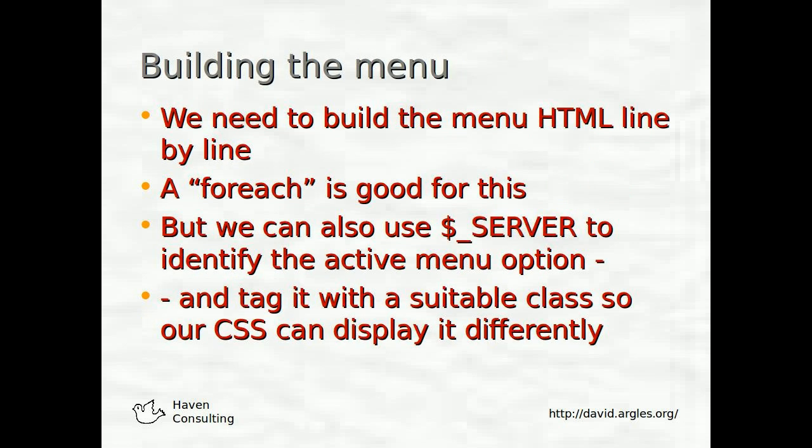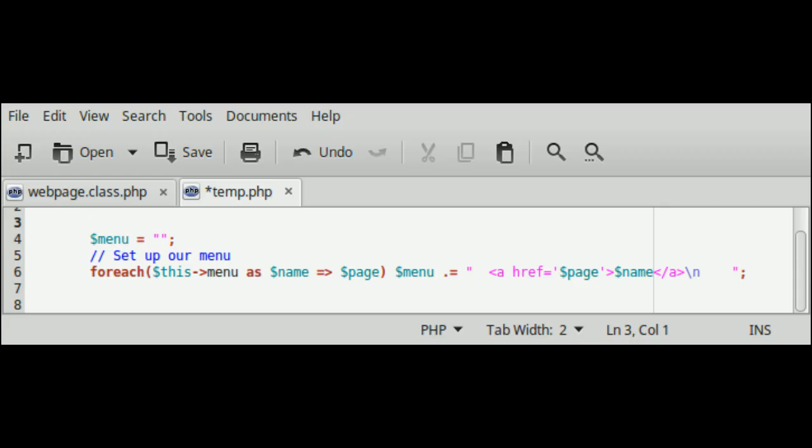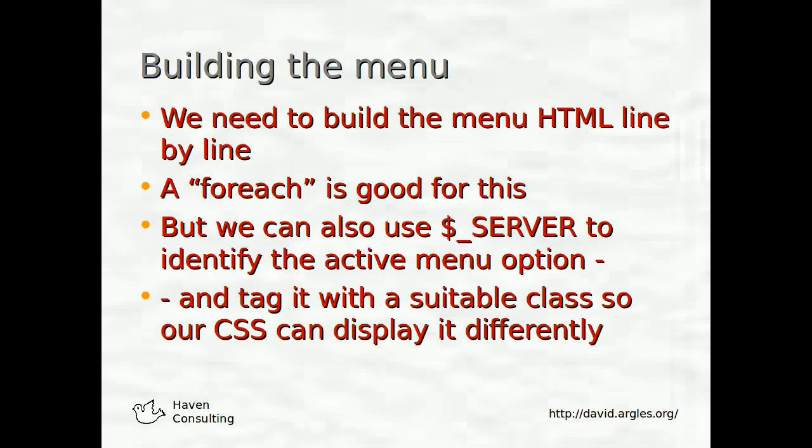Now we also need to do this for the menu, but for the menu of course we need to build that up line by line. A for each statement is good for this in PHP, so we can just iterate through. So for each of the menu entries in our array, we can pull them up and put them into an ahref line that we build up automatically now.